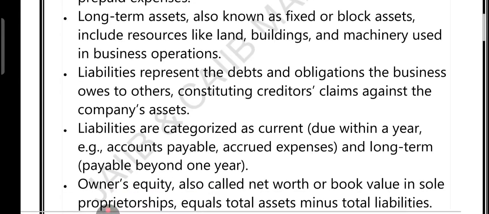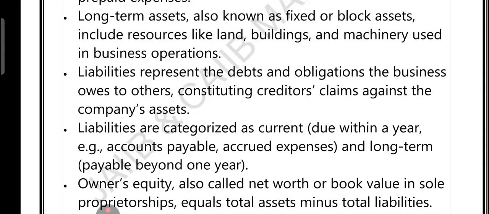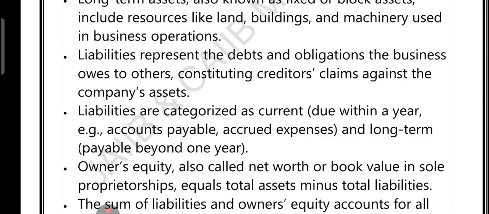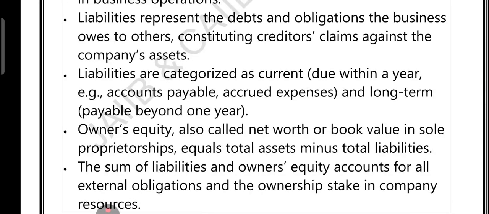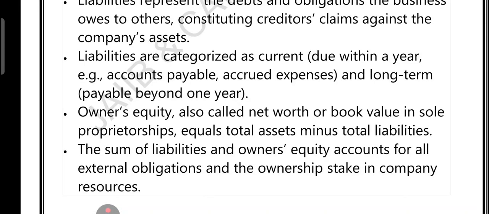Now, if we talk about liabilities and owner's equity, liabilities are the debts that the business owes, basically the creditors' claim on the assets. Liability has some parts, like current liability. Current liability means due within a year, like accounts payable, accrued expense. Then we have long-term liability, which is payable after one year. Remember, long-term liabilities are payable after one year. So two kinds of liabilities are there: current liability and long-term liability.